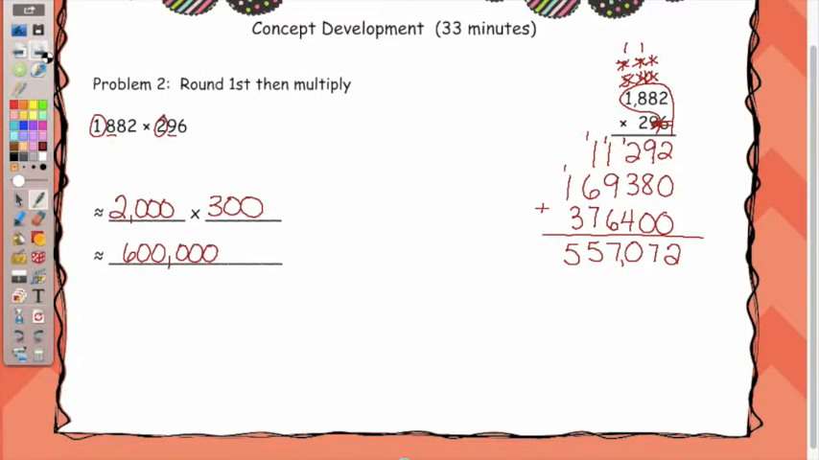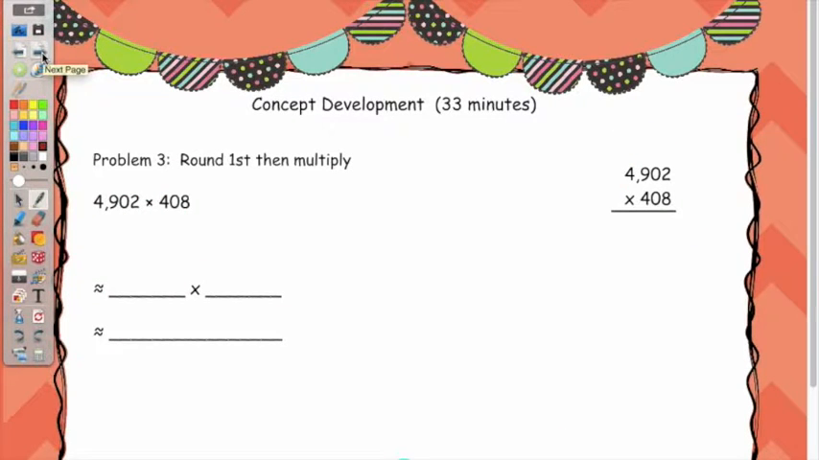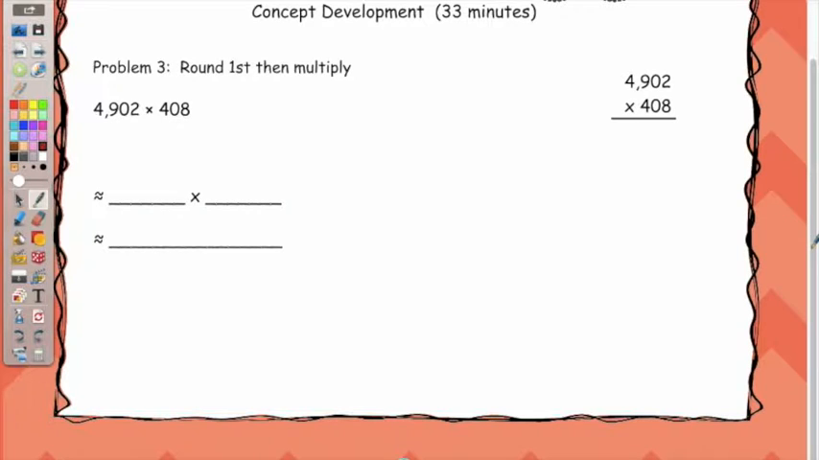Okay, let's look at problem 3. So on problem 3, 4,902 rounds to what? 5,000. 408 rounds to what? 400. Okay, so we have a 20 with 1, 2, 3, 4, 5 zeros. 2 million. So we'll need how many digits in our answer?